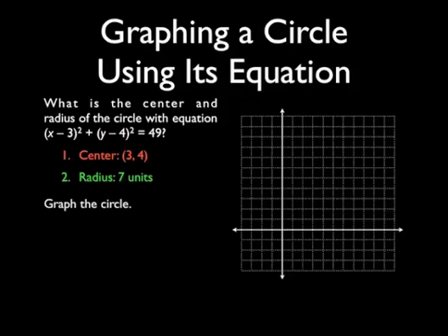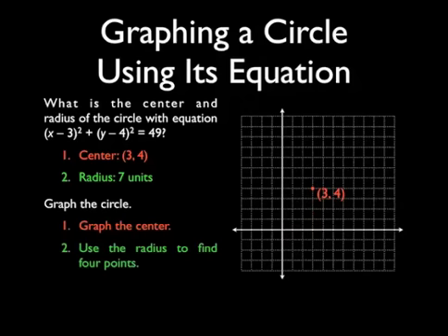Now what if we were asked to graph the circle? It's very simple. We start by graphing the center of the circle. So our center is 3, 4, so we'll go from the origin over 3, up 4. There's the center of our circle. Now we will use the radius to find 4 other points. Our radius is 7, so from the center of our circle, we'll count up 7, then we'll count to the right 7, then we'll count down 7, and then we'll count to the left 7.